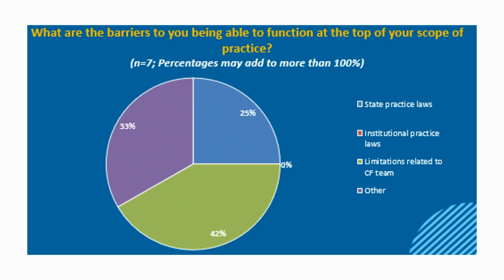And then this one just talks about the barriers to functioning at the top of your scope, because I think as APPs, as I mentioned earlier, we wear many hats, and there are many barriers to functioning to the top of your scope. Interestingly, 12% identified that they're not able to practice at the top of their scope of practice. And this is the distribution of why those 12% weren't able to practice. The biggest percentage was limitations related to their CF team.